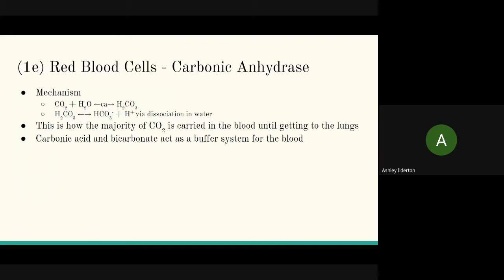The other important thing to note about carbonic anhydrase is that the carbonic acid and bicarbonate act as a buffer system for the blood. Carbonic acid is a weak acid, bicarbonate is a weak base, and so having the two of them allows you to fluctuate the pH of the blood a little bit. So if something happens to where the pH changes, we can really easily alter the pH of the blood to try to maintain homeostasis.